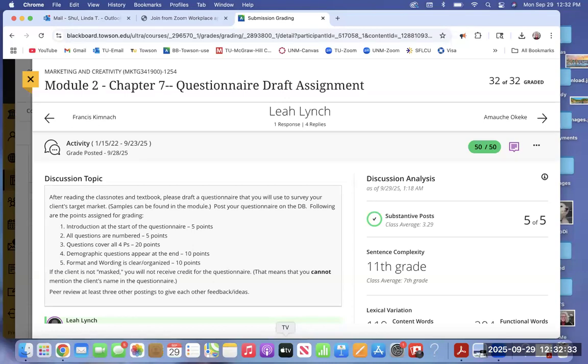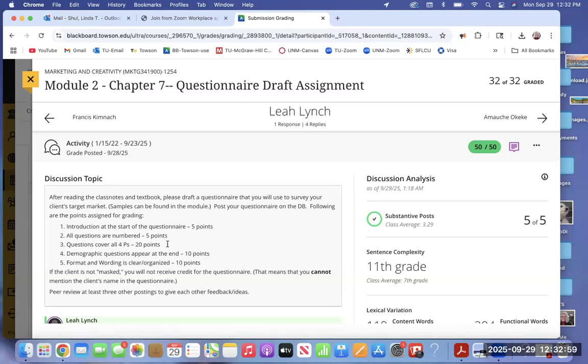Okay, so let's look at the assignment first. Drafting the questionnaire. Here's the assignment. You're going to start with an introduction, and that's 5 points. All your questions need to be numbered, because when you do your analysis, you're going to refer to question number 2 or question number 3. So you really do need to have it numbered.